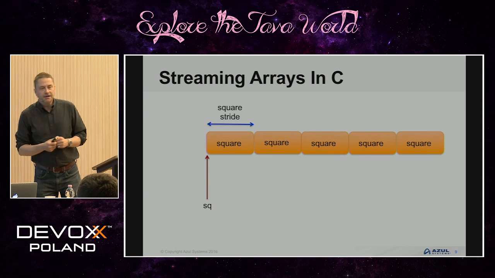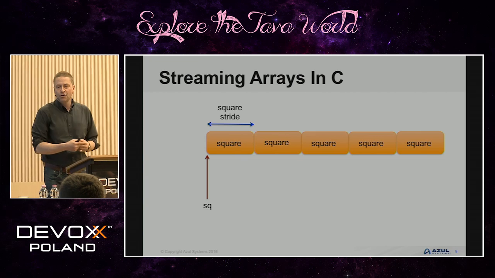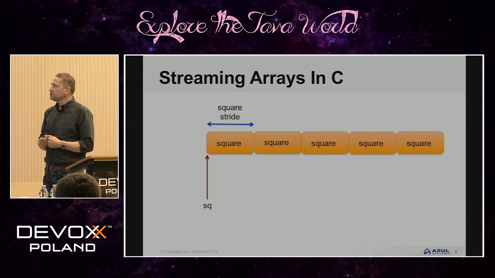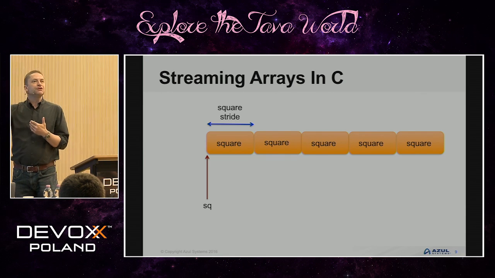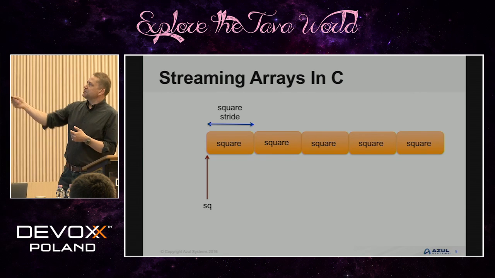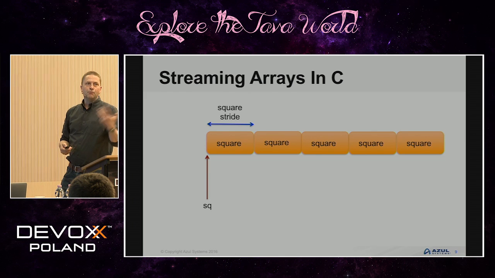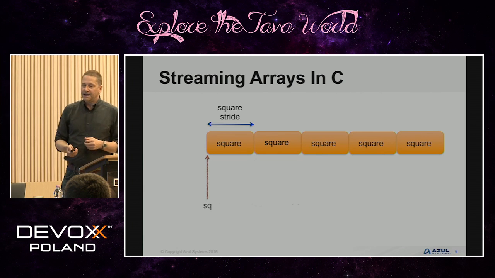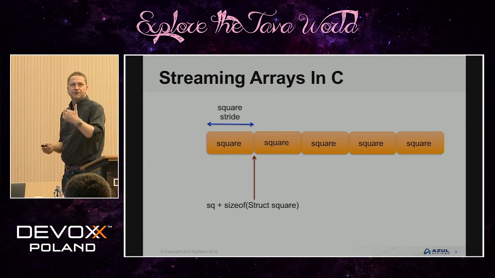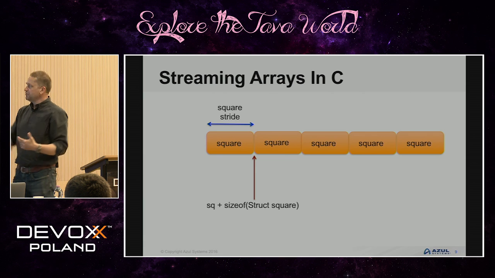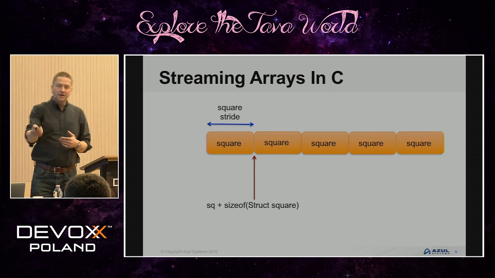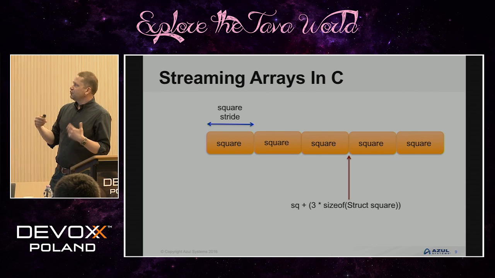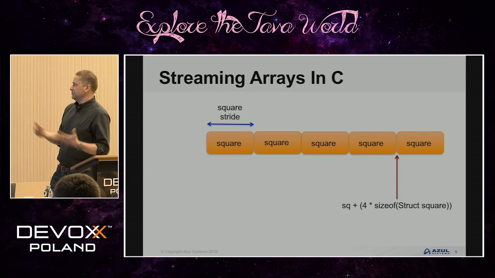The second thing is the idea of streaming in arrays. Again, we've got our array of square structs, and if we want to read each of those sequentially, what we do is we say, okay, give me the value of the first one, which is the struct at the pointer SQ, and then when we want to get to the next one, obviously we can use dead reckoning to get to that address, so we simply add the size of struct square. To get to the next one, we add 2 times the size of the struct square, 3 times the size of struct square, and 4 times the size of struct square.